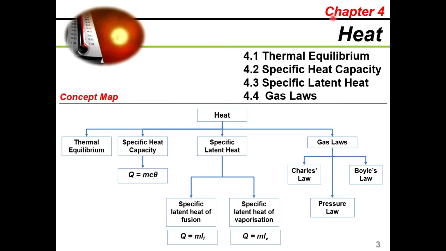So today we enter a new chapter, chapter 4, heat. In this chapter we have 4 subtopics: 4.1 thermal equilibrium, 4.2 specific heat capacity, 4.3 specific latent heat, 4.4 gas laws. So this is the mind mapping for this chapter. Today we will look at thermal equilibrium only. Stay tuned for my video on the other 3 subtopics.